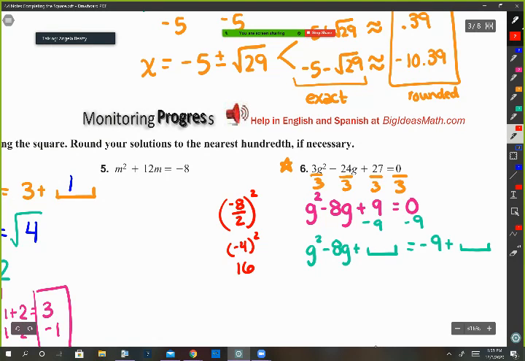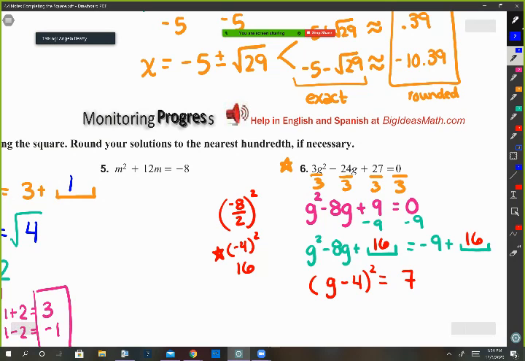Okay, so that means we're going to add 16 to the left, and we're going to add 16 to the right. And then we rewrite the left, and it's always this little guy here before we square it. So it's g minus 4 squared, and then negative 9 plus 16. So you have $16 and you spend 9 of it. So how much is left? So you've got 7 left. We feeling okay about that?